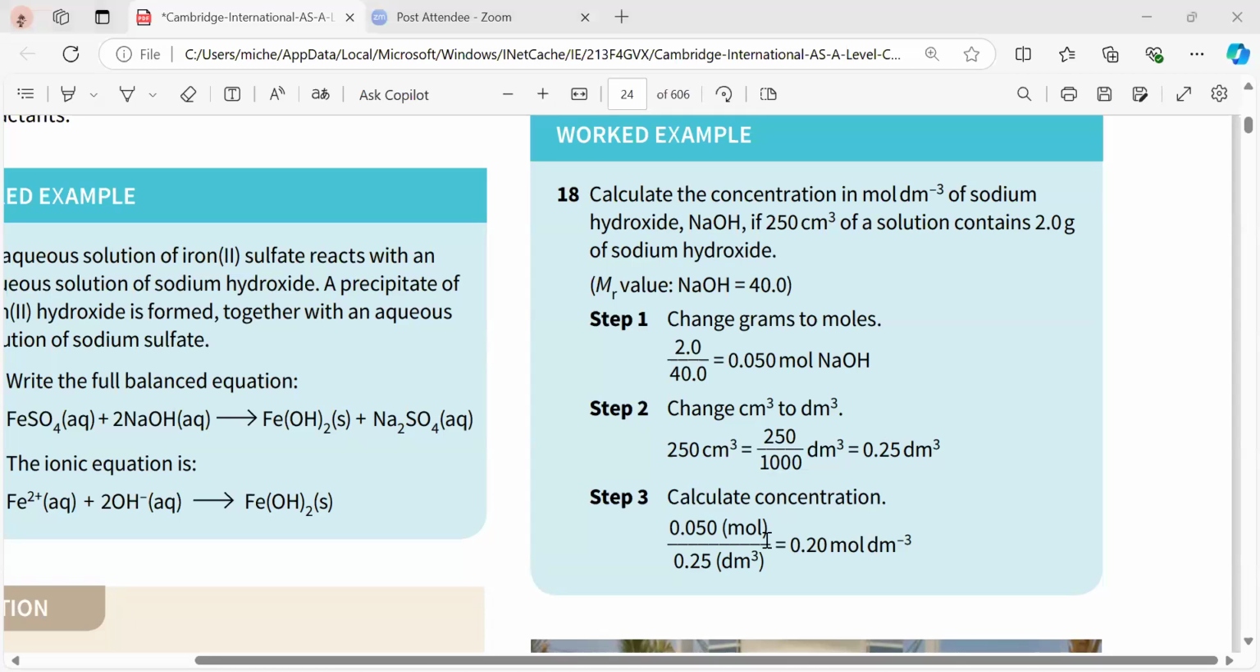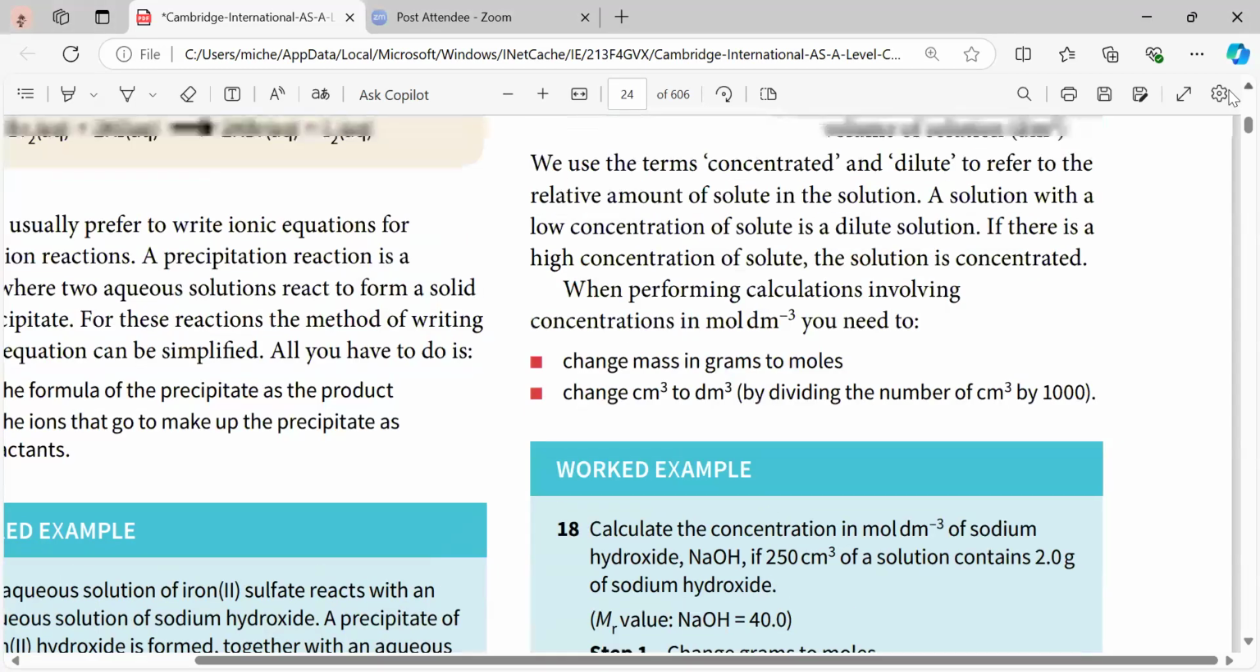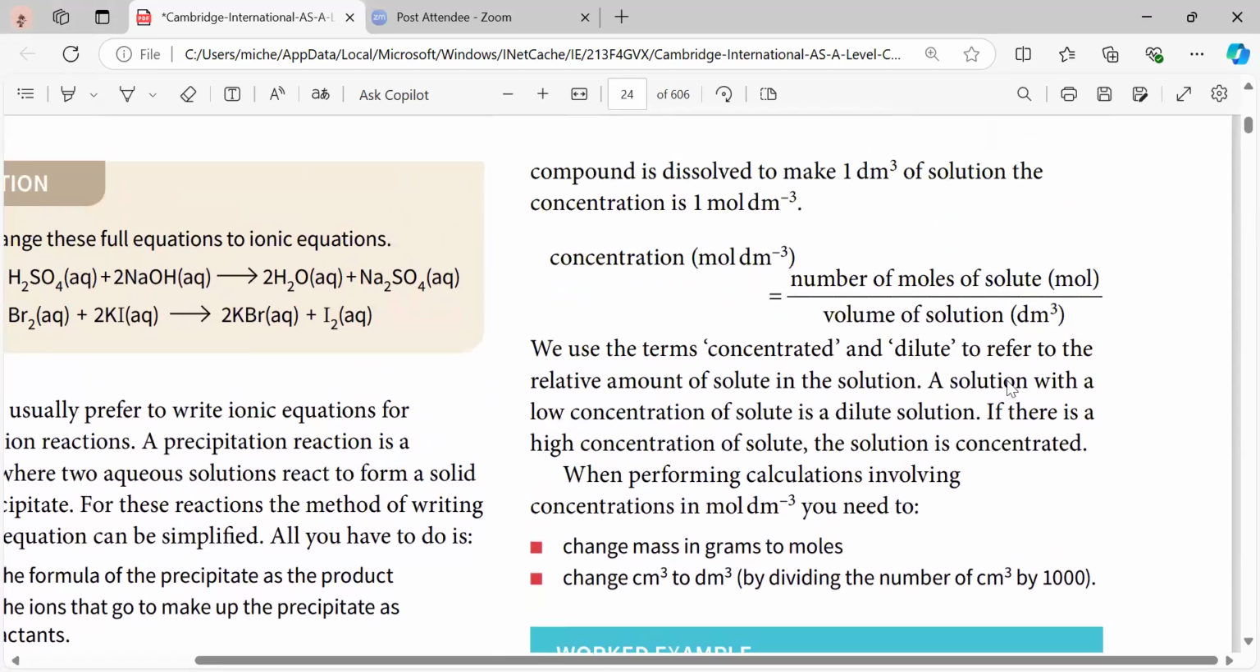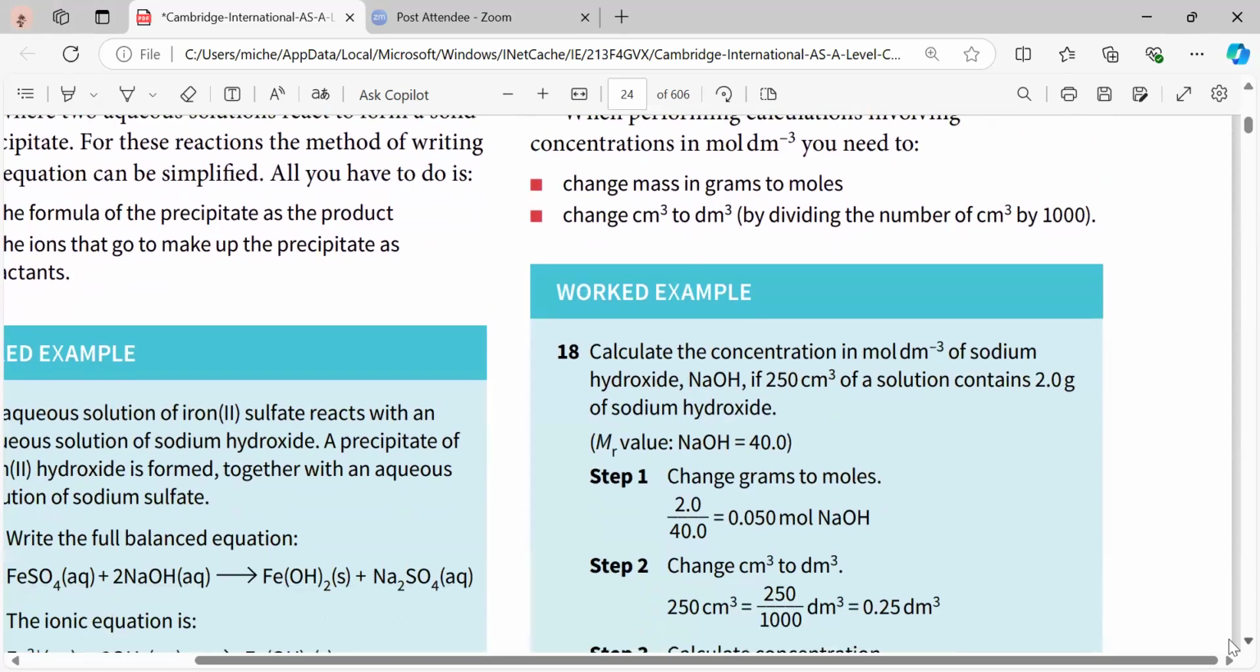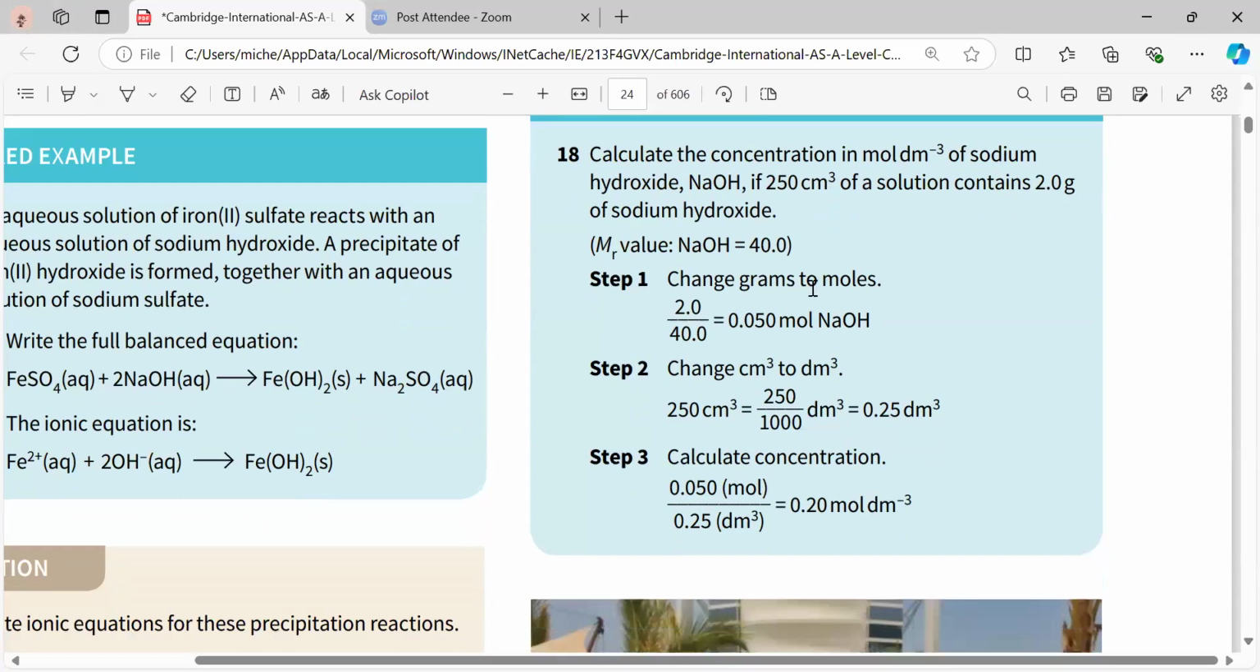So now we're going to calculate the concentration. As we can see, this is the formula: number of moles of solute divided by the volume. So we have the moles of solute, 0.050, and we divide that by the volume, 0.25. And that's how we get 0.20. Don't forget the unit. The unit is mol dm⁻³.